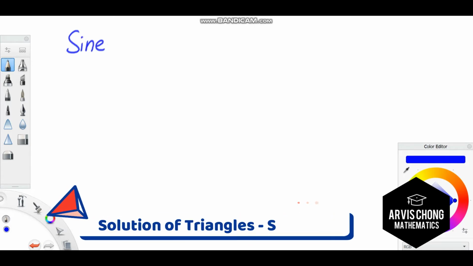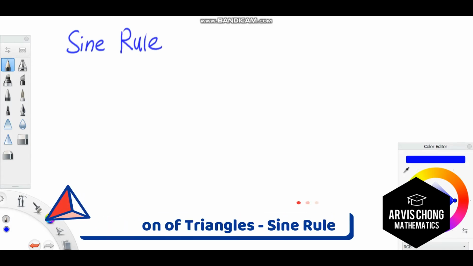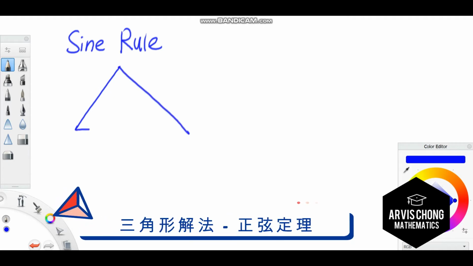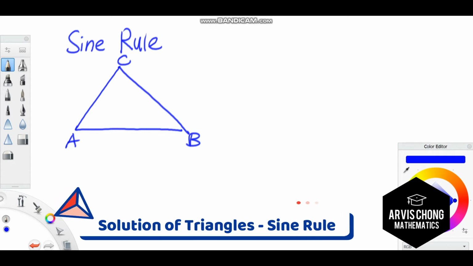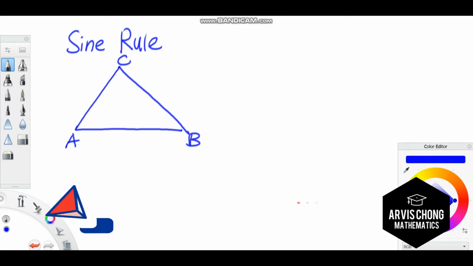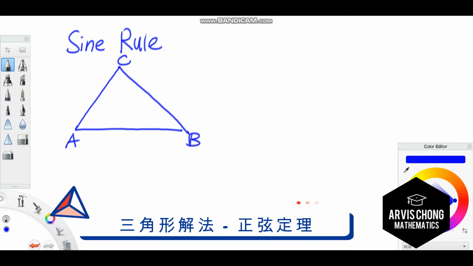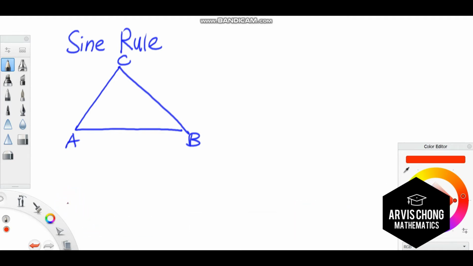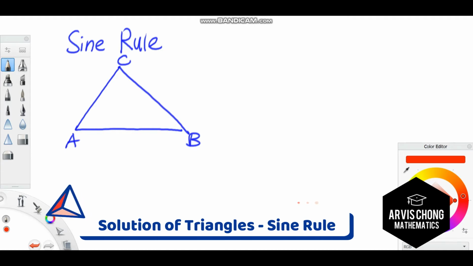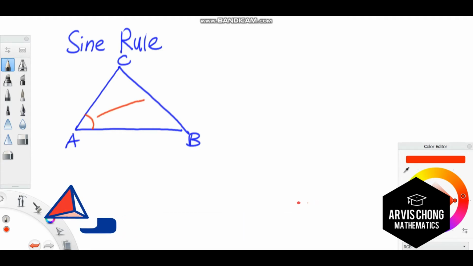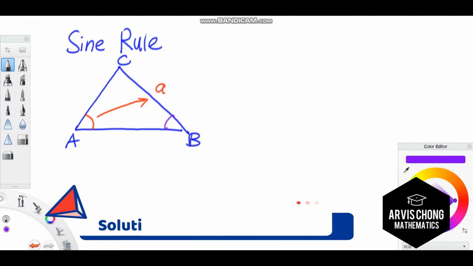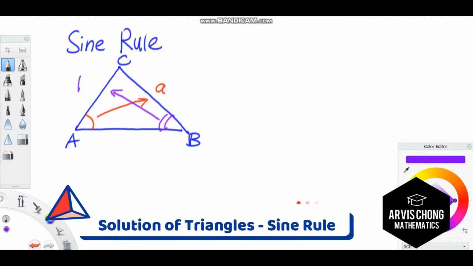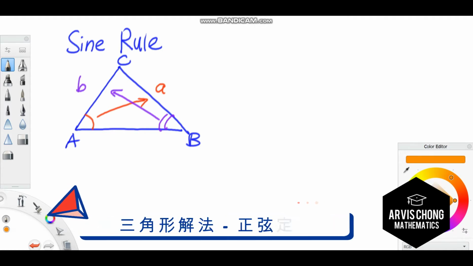The sine rule applies to a triangle. Let's say we have a triangle ABC here. I want you all to know this concept: whatever length is opposite an angle is denoted by the small letter. For capital A, the length opposite is small a. For B, the length opposite angle B is small b. And lastly, for angle C, the length opposite is small c.